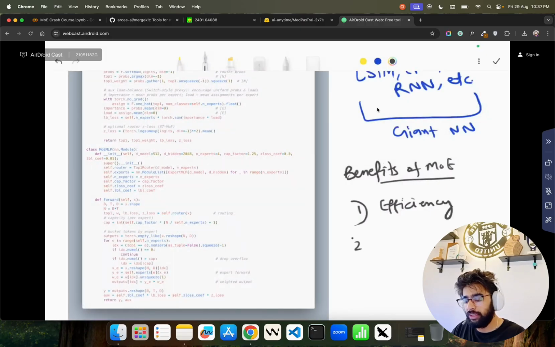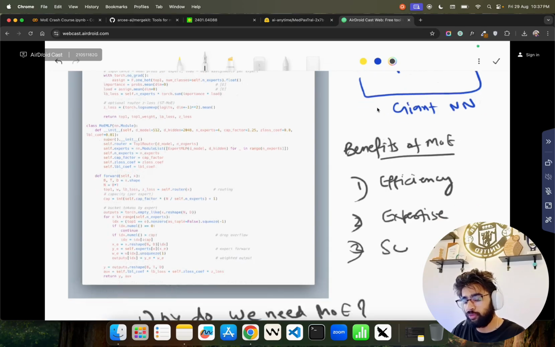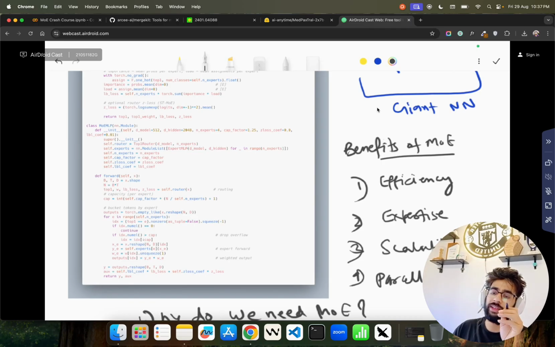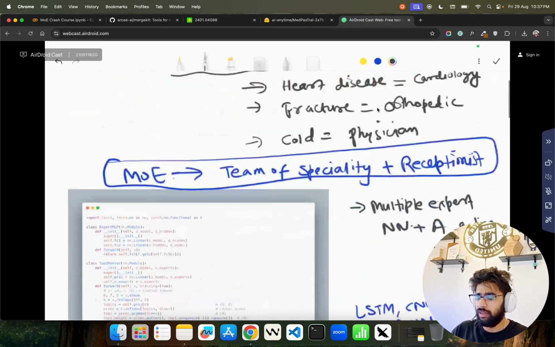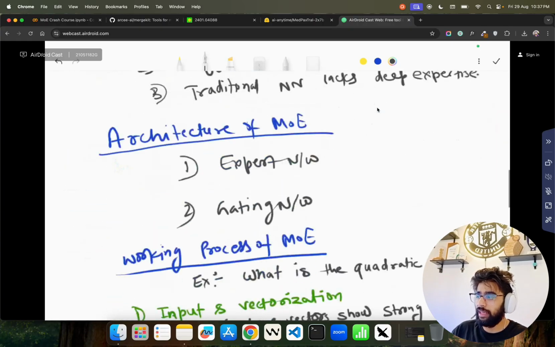Then we have expertise, and then we have scalability, right? And then we have parallelism, so it can run in parallel. So these are the four things that we have to understand: the benefits of MoE, why do we need MoEs, and so on and so forth.